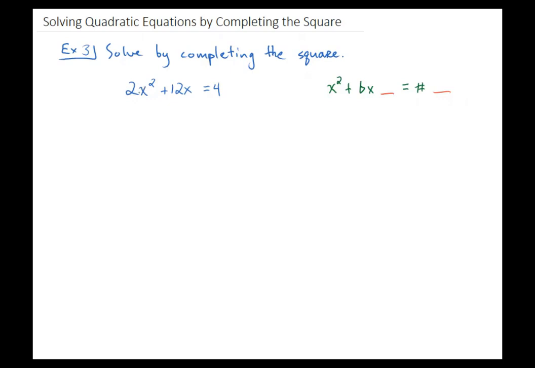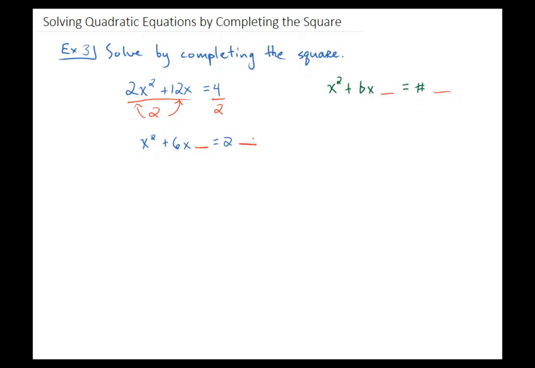Well, I can get rid of that 2 if I divide by 2. So I need to divide the left side by 2, and whatever I do on the left, I have to do on the right. And it's important to remember here, I'm dividing the entire left side by 2, so I'm going to distribute that division to both of my terms. So what that ends up looking like is x squared plus 6x equal to 2. And then I like to just put the little blanks in there that we're going to be filling in. They're kind of cute.